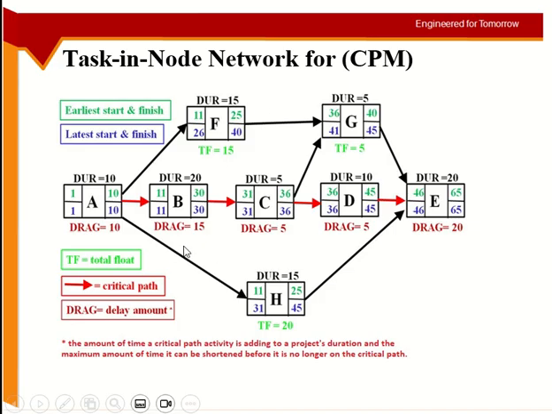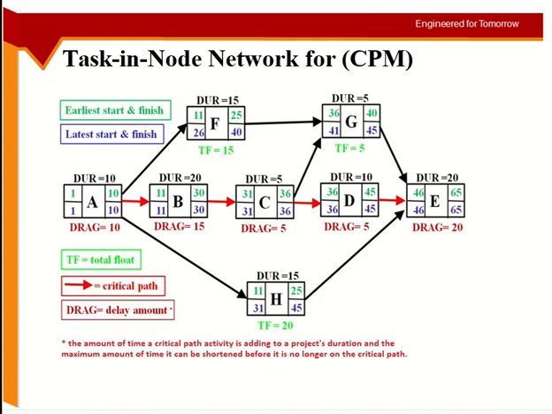So drag means the amount of time by which an activity's duration can be shortened without affecting the project or without affecting its inclusion in the critical path. Okay, so what is drag? The amount of time you can reduce the duration of the activity without affecting its position in the critical path.